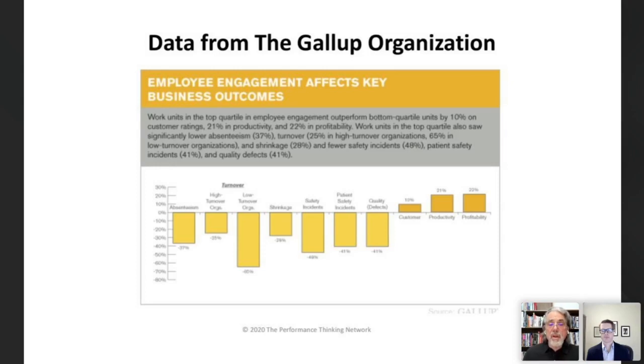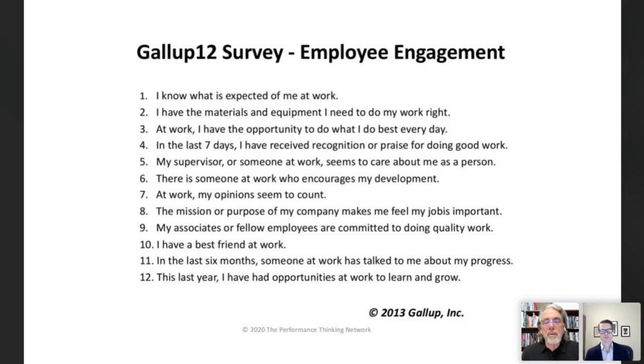You're safer, you have higher quality, and you have higher customer satisfaction, productivity, and profitability. Those are bottom line results that leaders and executives are paying attention to. And what they know is a predictive belief, frankly, with the surveys that Gallup does about employee engagement. And the surveys are very simple.